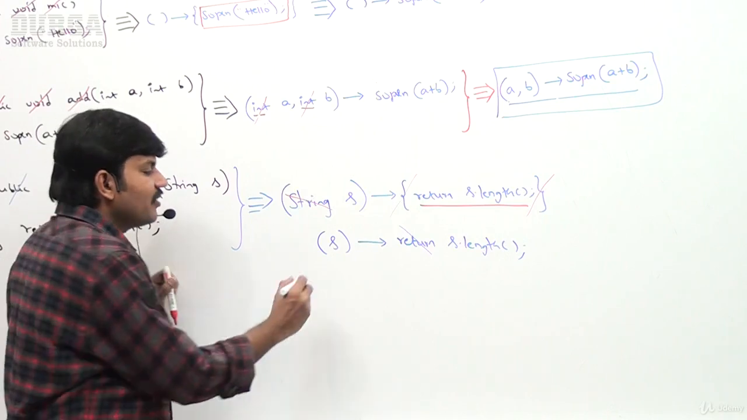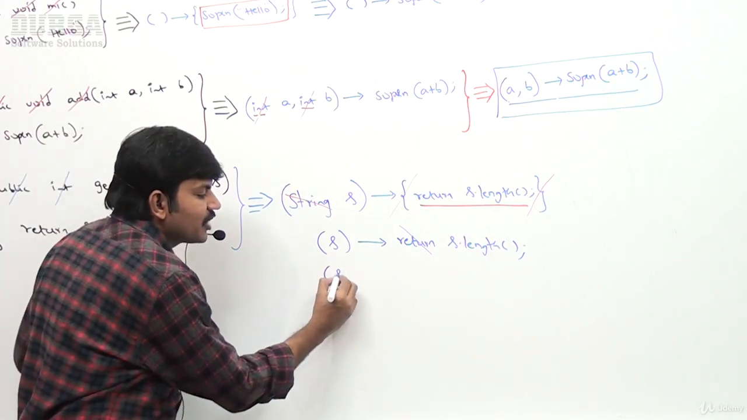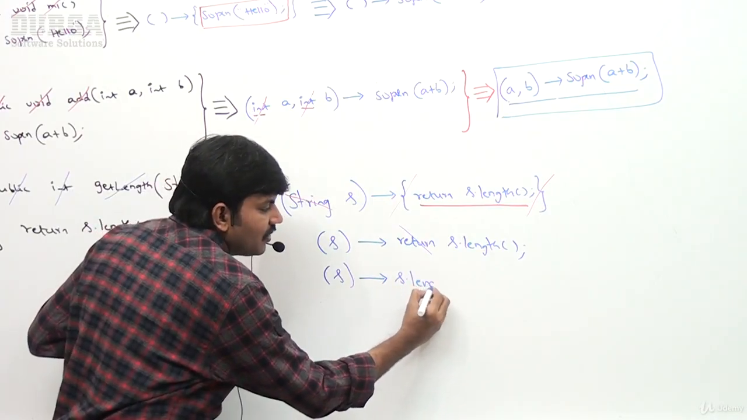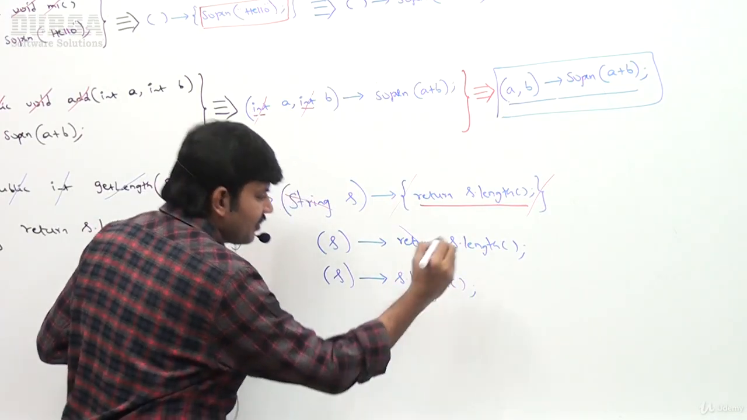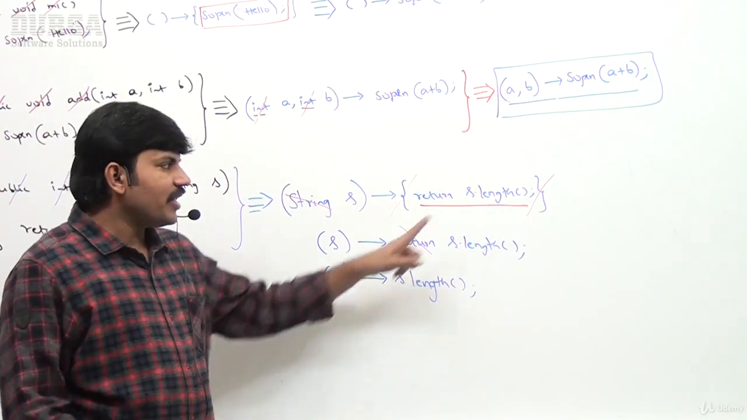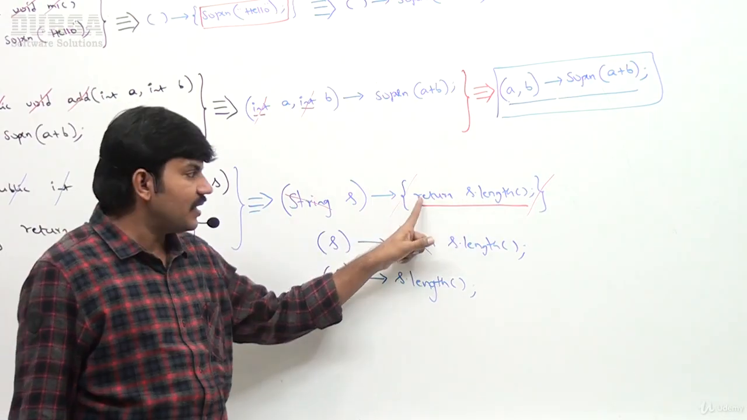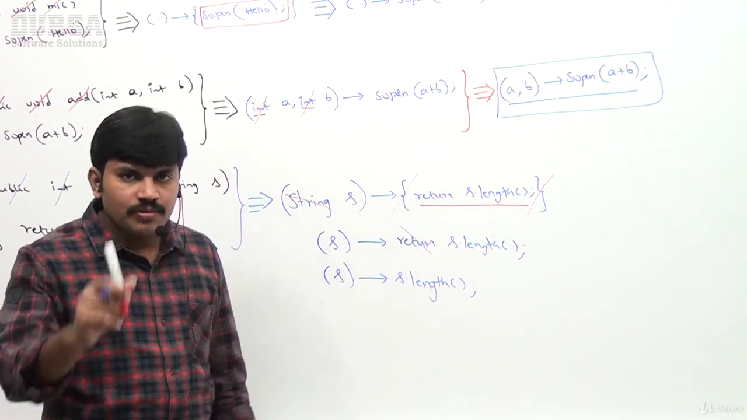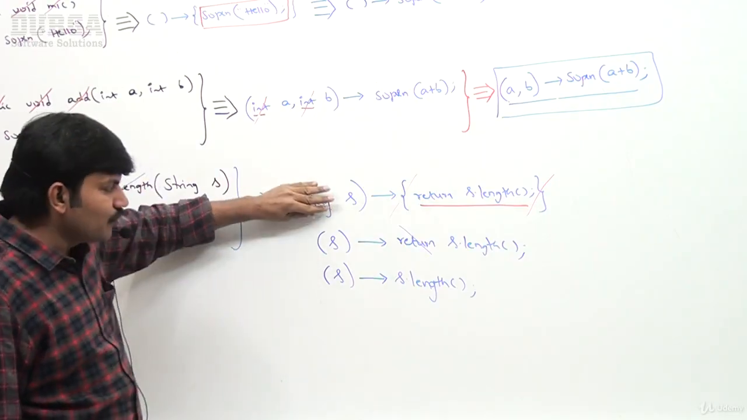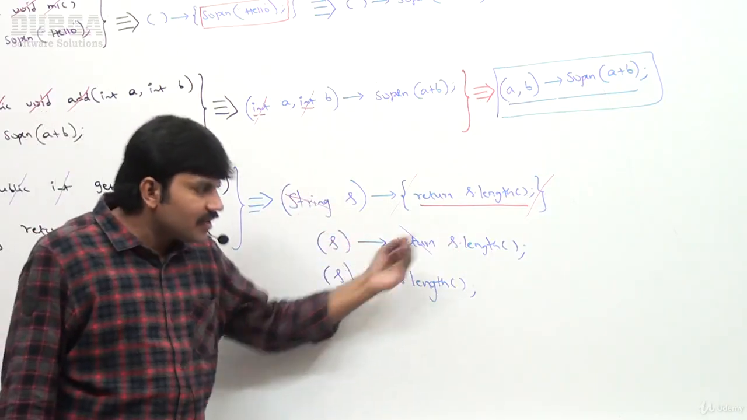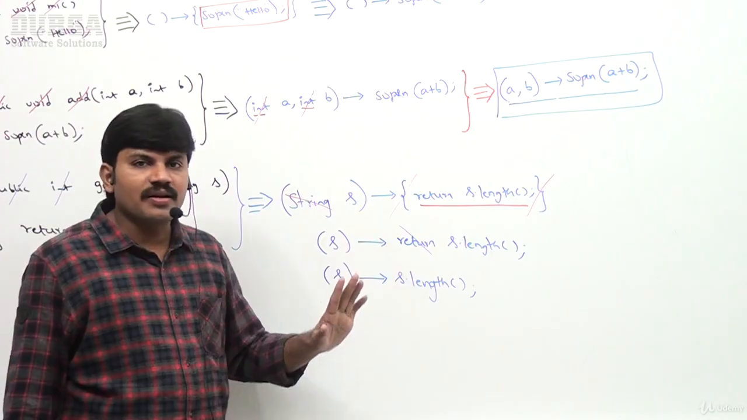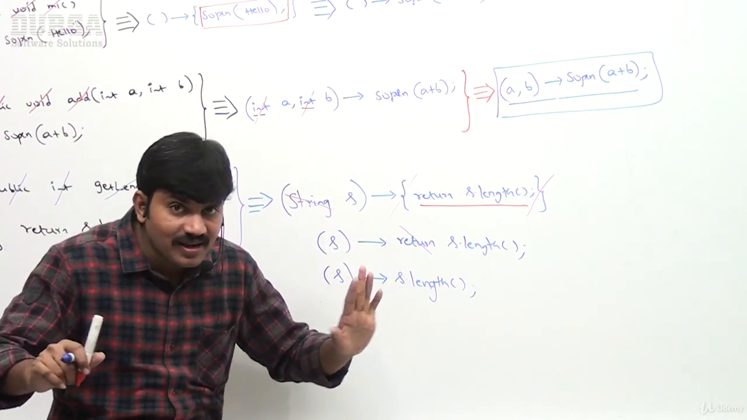Can you please tell how the lambda expression looks like? S gives S dot length. That's all. Sir, take a bit of very special care. If the body contains only one statement, I can remove curly braces. If the compiler guesses the type based on the context, I can remove the type also. If you are returning something, the compiler can guess automatically, so return we are not required to use. Up to this is clear, right?